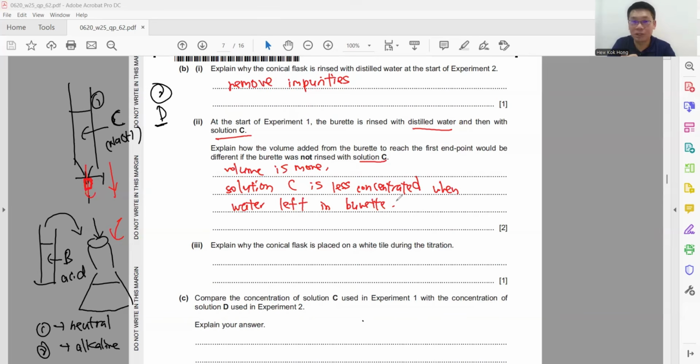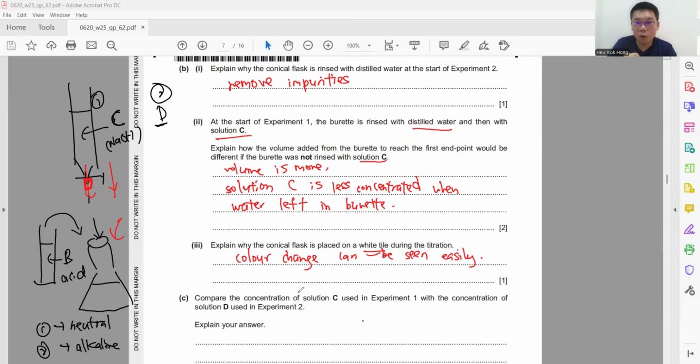This is the reason. When there is some water left there, it will affect the concentration and make it less concentrated. Number 3, explain why the conical flask is placed on white tiles. So white tiles make it easier for you to detect the color change.